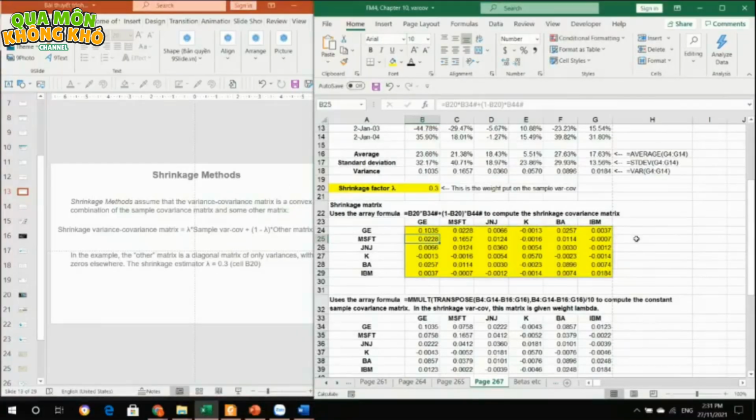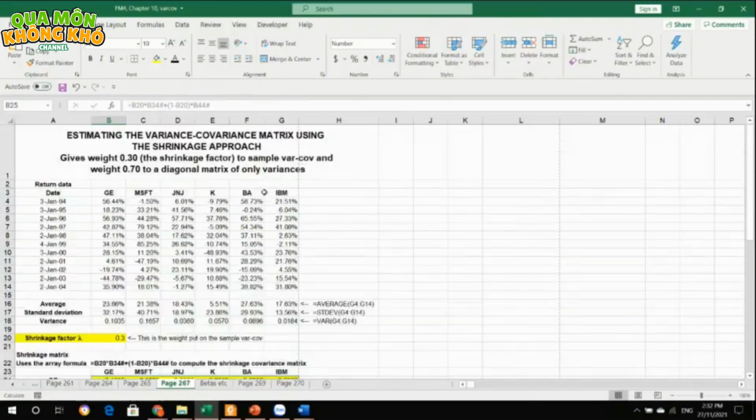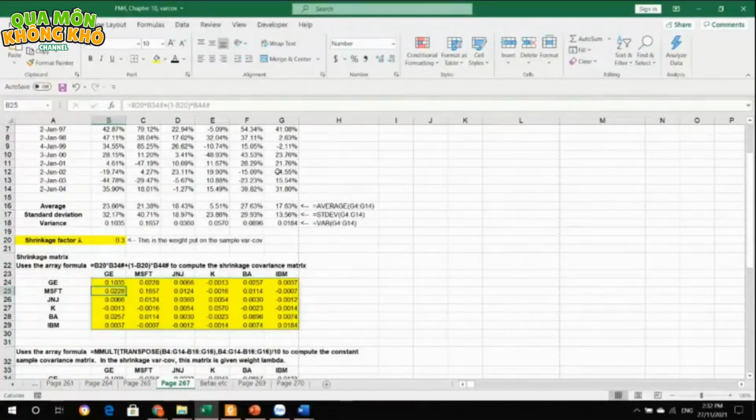And I want you to know that this method is not the typical one to build the covariance matrix. This method is to trust or shrink your covariance matrix. So sometimes your covariance matrix is big with big numbers, and when you use those covariance matrix in calculating the optimized portfolio, it is not practical.